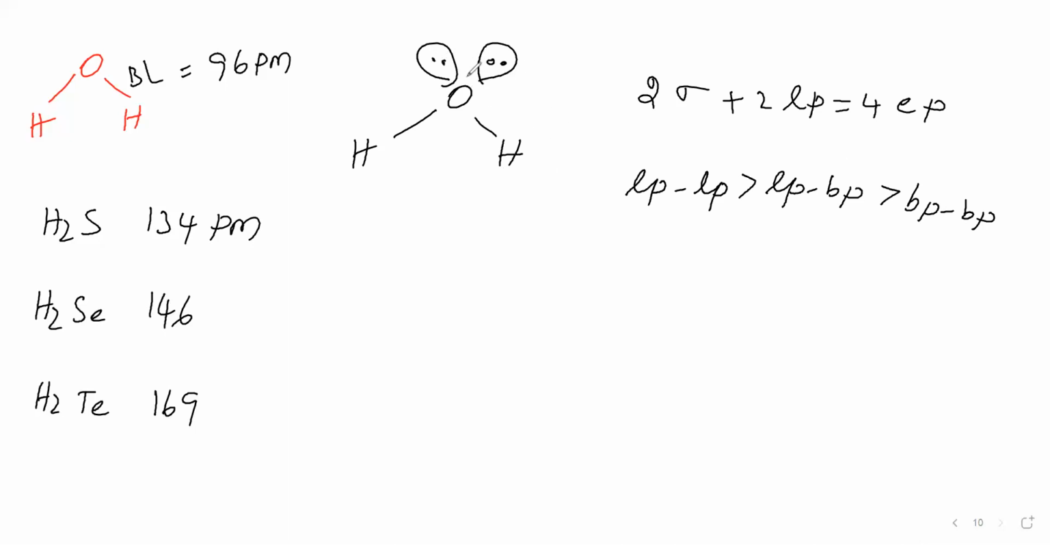Distance between lone pairs becomes high. Distance between bond pairs becomes low. Therefore, the bond angle of water is getting reduced. Reduced to how much? 104.5 degrees. And in this water, oxygen shows sp3 hybridization.